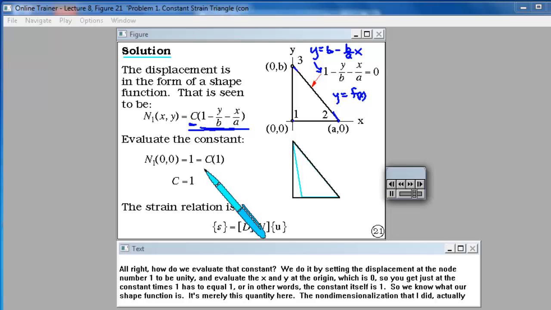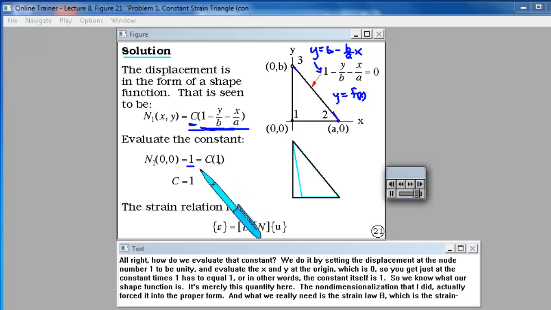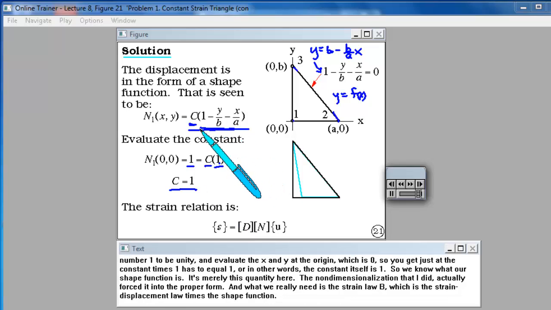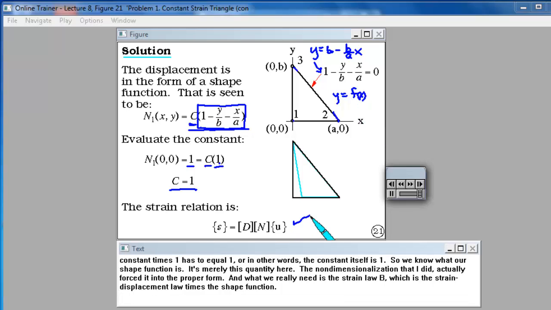Alright, how do we evaluate that constant? We do it by setting the displacement at node number 1 to be unity, and evaluating x and y at the origin, which is 0. So you get just that the constant times 1 has to equal 1, or in other words, the constant itself is 1. So we know what our shape function is. It's merely this quantity here. The non-dimensionalization that I did actually forced it into the proper form. And what we really need is the strain law B, which is the strain displacement law times the shape function.